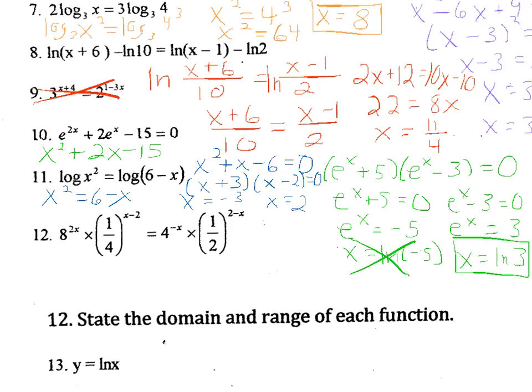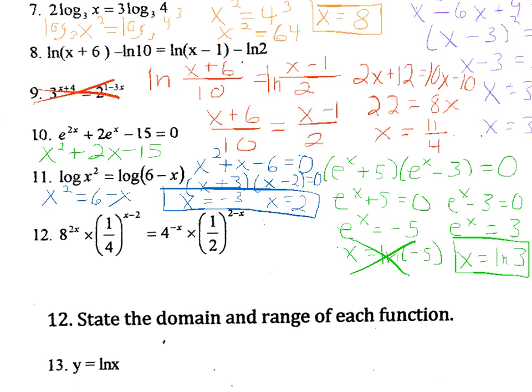And in this case, both answers work, because if I plug a negative 3 in, I get 9 and 9, and if I plug in 2, I get 4 and 4. So both of these answers are good. There are no extraneous answers.